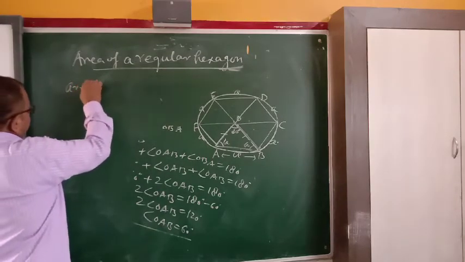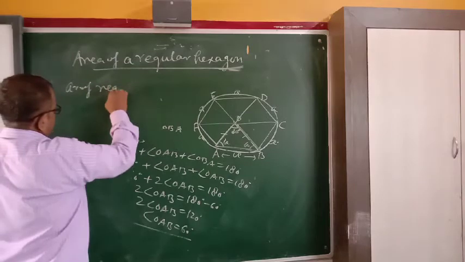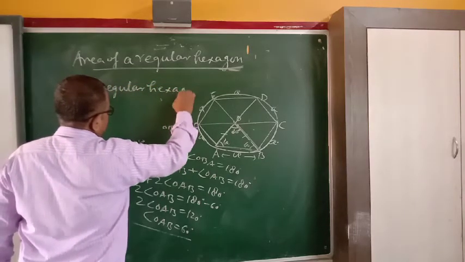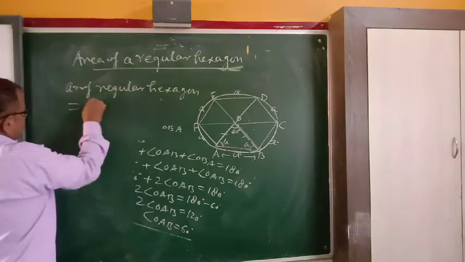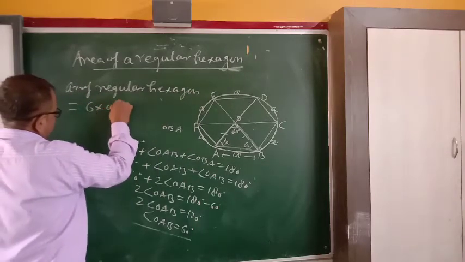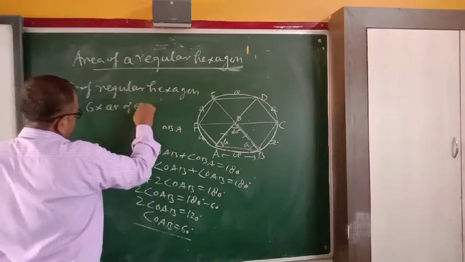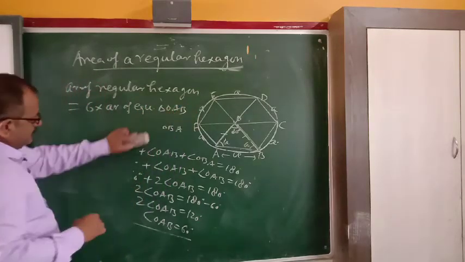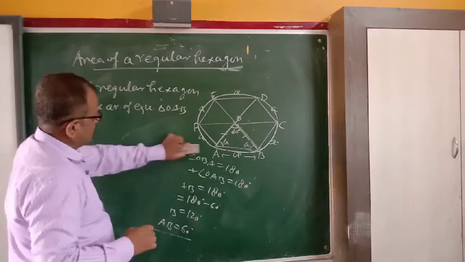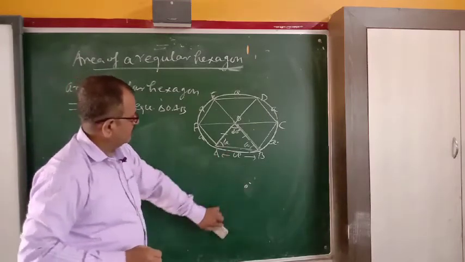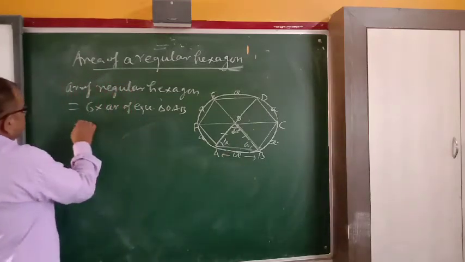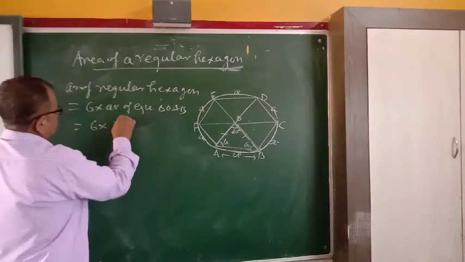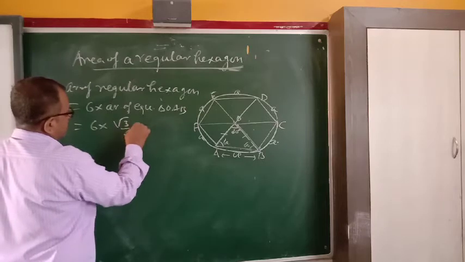So the area of a regular hexagon is equal to 6 into the area of equilateral triangle OAB. We know that the area of an equilateral triangle is root 3 by 4 into side square.